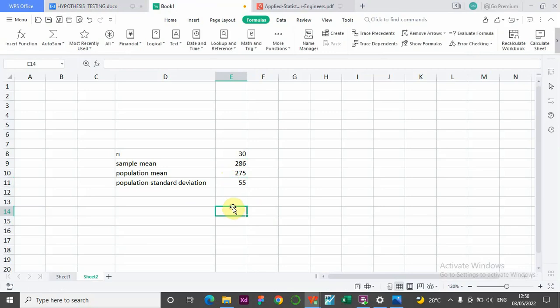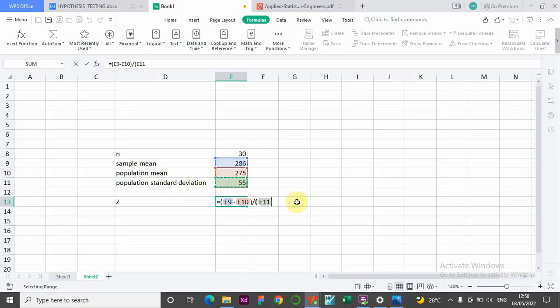All right, so we are going to use the formula. We have z equals, so we open a bracket. We have the sample mean, which is this, minus the population mean, close bracket, divided by open bracket, the population standard deviation divided by the square root of 30, then we close the bracket.